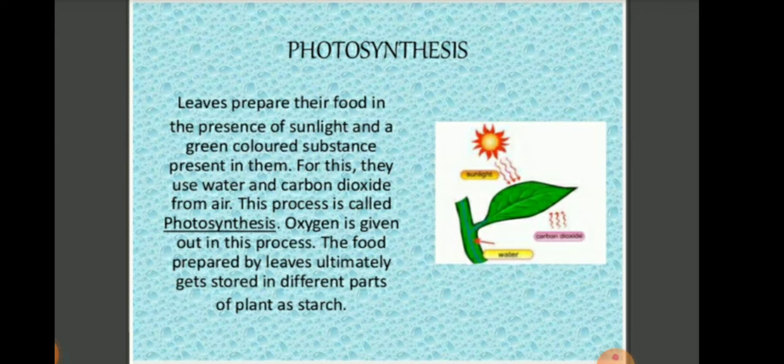The food prepared by the leaves ultimately gets stored in the different parts of the plant as starch, and this starch we use as our food. For example, vegetables, fruits and cereals are all starch parts.